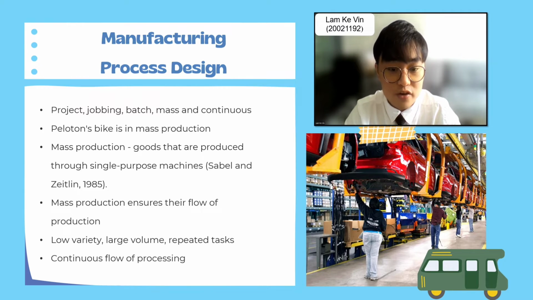These characteristics ensure that mass production will have a continuous flow of production, and all of these characteristics actually match Peloton's bike production.